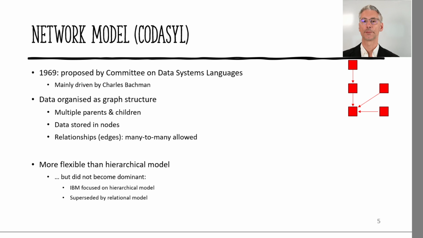The network model was then proposed at the end of the 1960s by the Committee on Data Systems Languages, mainly driven by Charles Bachman. Here data are organized as graph structures, so you have multiple parents and children, and data are still stored in the nodes, and the edges, the connections between those nodes, model the relationships. This allows many-to-many relationships as well, and this is more flexible than a hierarchical model, but it did not become dominant later on, because IBM still focused on the hierarchical model, and it was then superseded later by the relational model.